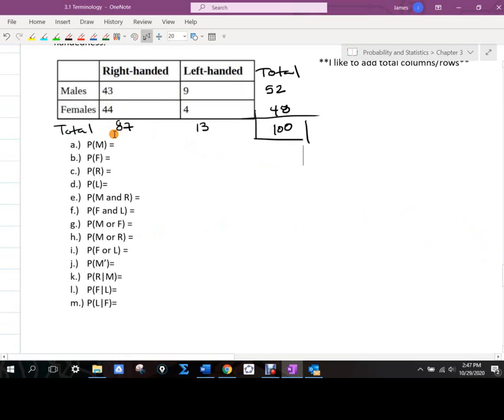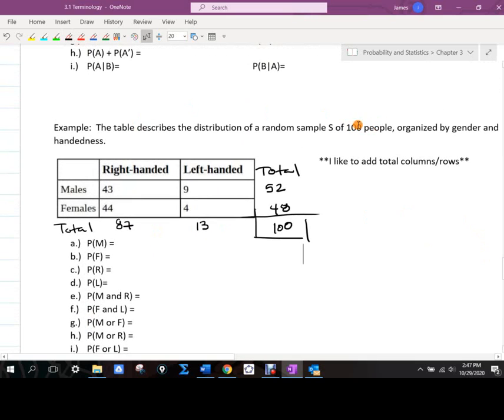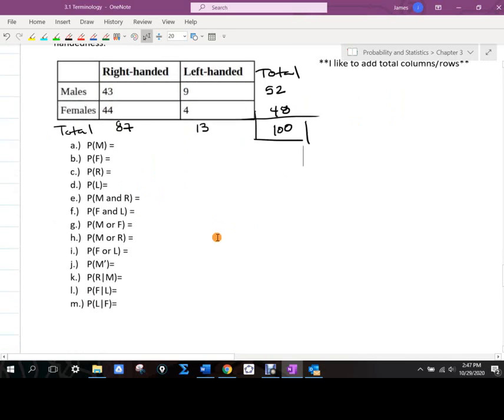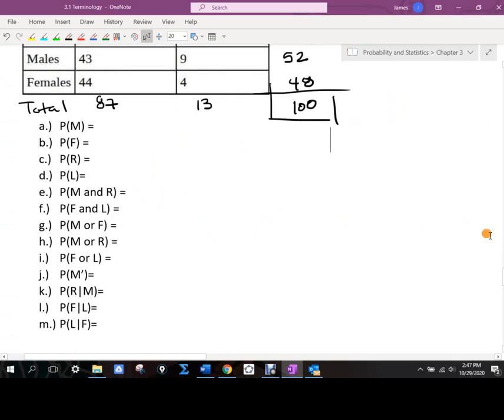Yes, but it won't always tell you 100. They might just give you this table without the scenario. So now, what's the probability of being a male?